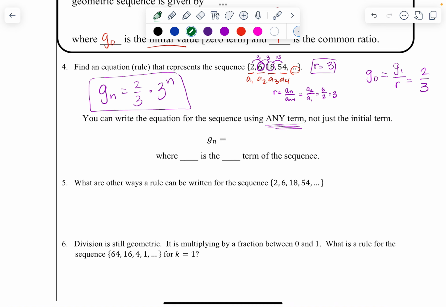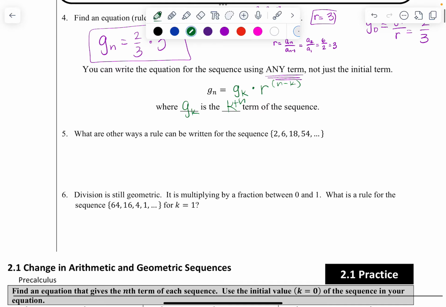We can also write this using any term. So we can say, if any term is k, the kth term of the geometric sequence times the common ratio to the n minus k power, where g sub k is the kth term of the sequence. All right, let's answer this next one.